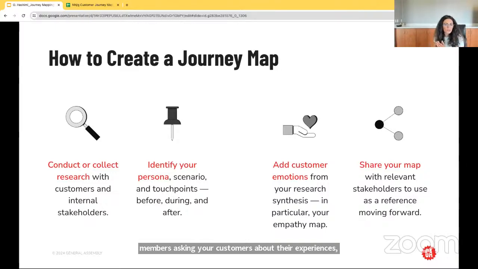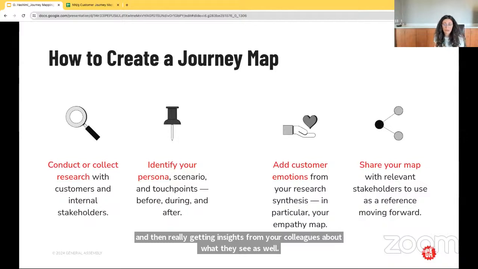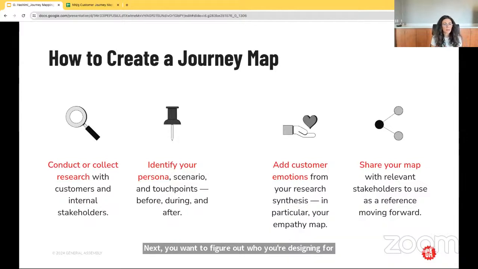Next, you want to figure out who you're designing for. Identify that persona. This is where you create that detailed picture of your ideal customer. You want to imagine the different stages of their journey with your product or with your service, and then you want to think about what happens before they buy or while they're using your product or service, and then what happens after.